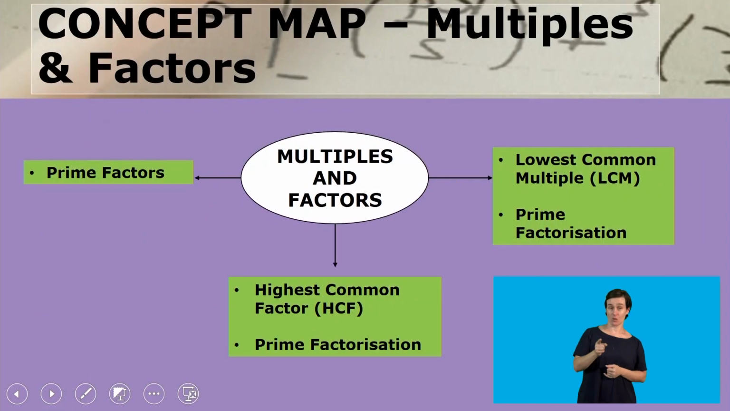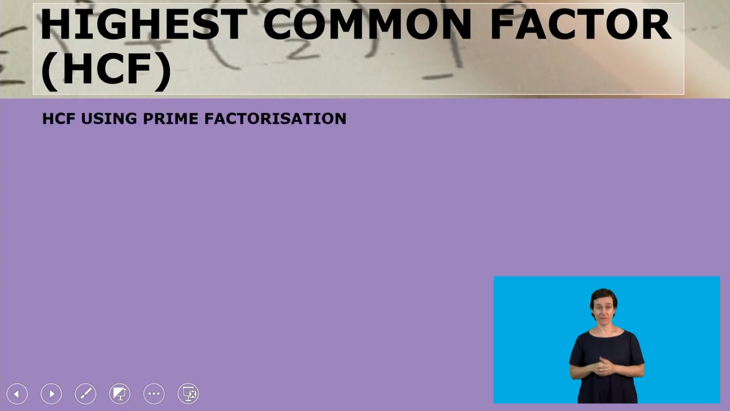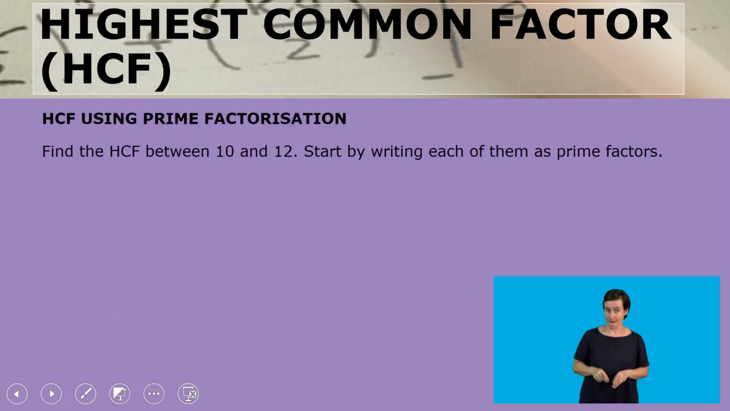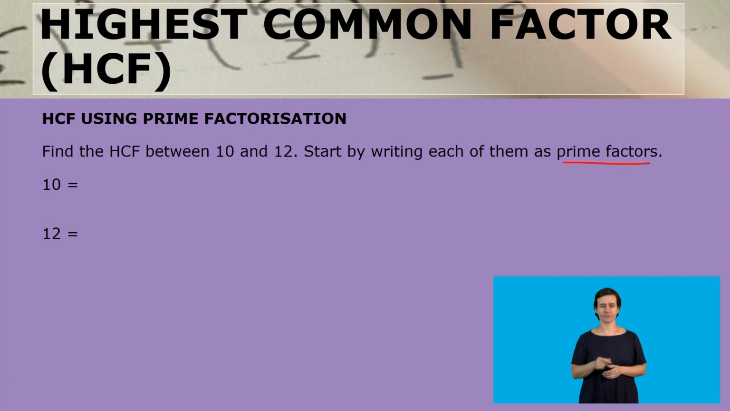Let's move on to the last point of our lesson, and that is the highest common factor. So still, we are going to use prime factorization, but it is going to be different from how we find the LCM. Firstly, we are going to start off the same, and that is by listing the prime factors of each of these numbers. So we already know that 10 is 2 multiplied by 5, and we already know that 12 is 2 multiplied by 2 multiplied by 3.